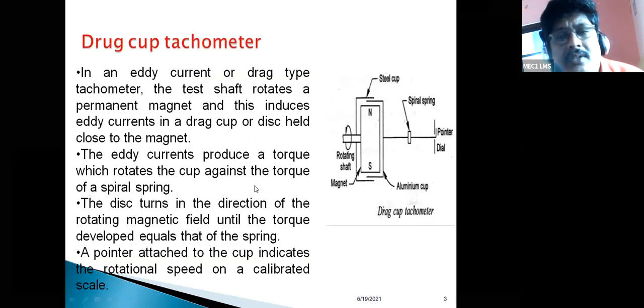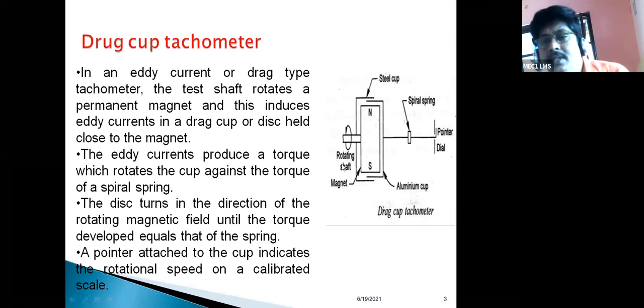And then here this is one of the drag cup tachometers, and we can also call it an eddy current tachometer. You can call it a drag cup tachometer or eddy current tachometer. Here, this is a rotating shaft. If you observe clearly, this is a rotating shaft.